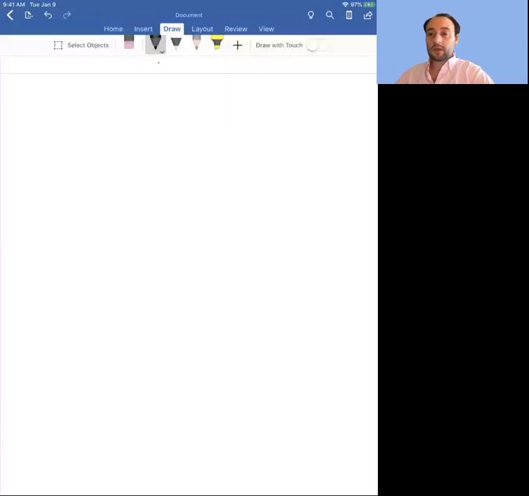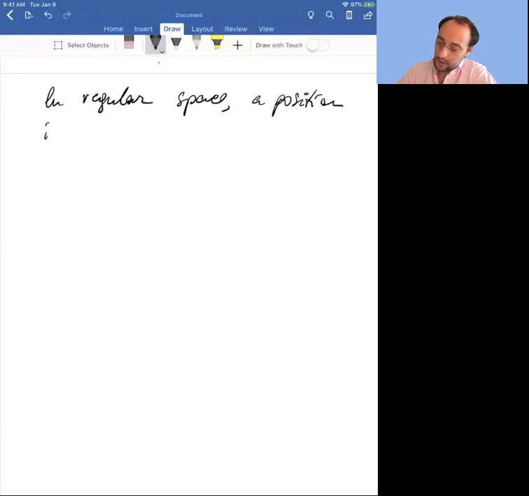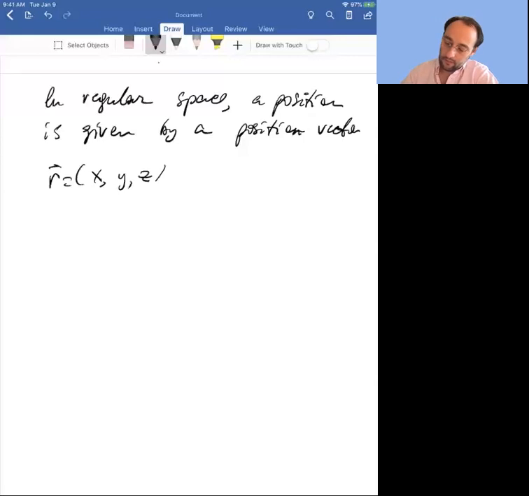How do we specify a position of something in regular space? In regular space, a position is given by a position vector r, x, y, z. In spacetime, a point in spacetime, remember spacetime is really a space of events. It's a set of events.